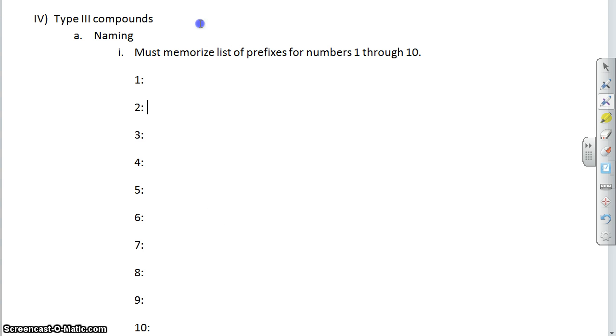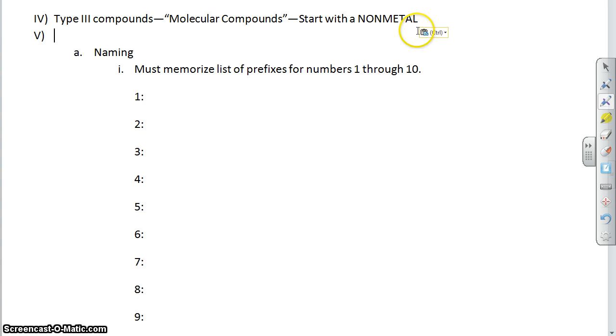How to name type 3 molecular compounds. Things that start with a non-metal. Anything to the right of the little staircase. First thing you're going to have to do is memorize a list of prefixes, prefixes that are associated with numbers 1 through 10.